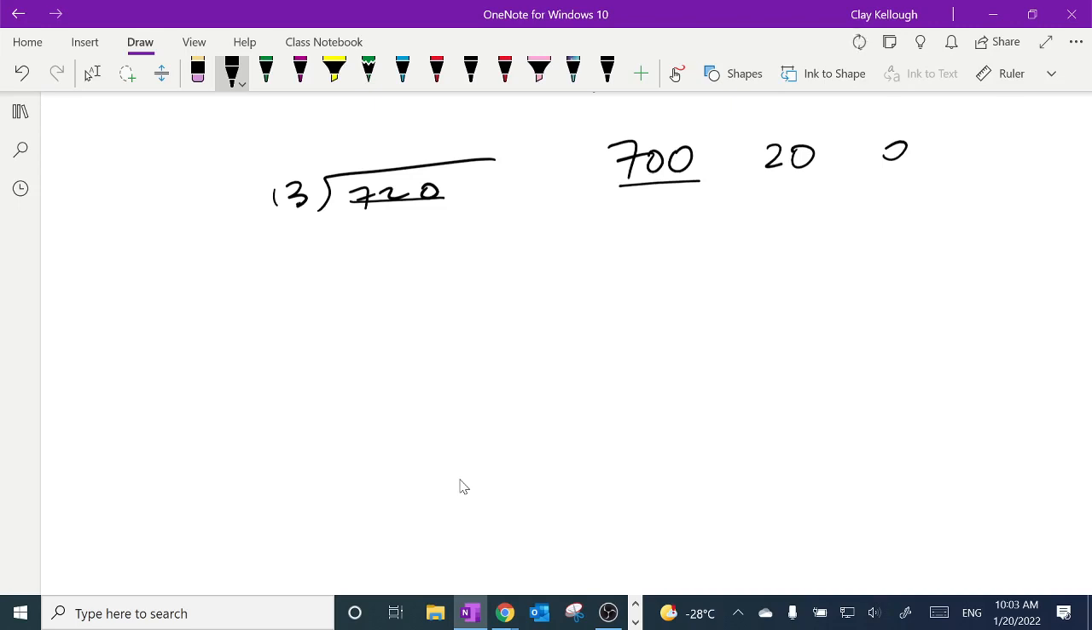Well, it doesn't go in evenly, so how many 10s are left over? And then you slap those 10s onto this number. And then you go, okay, so now how many 13s go into all of these 10s? And then whatever's left over, in this case, will just be my remainder.